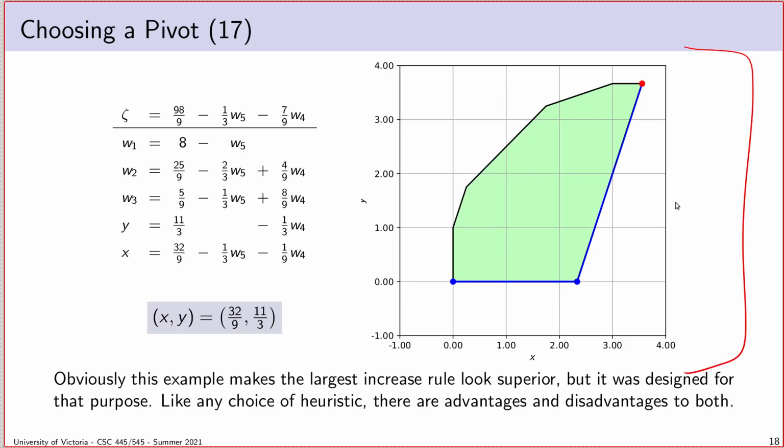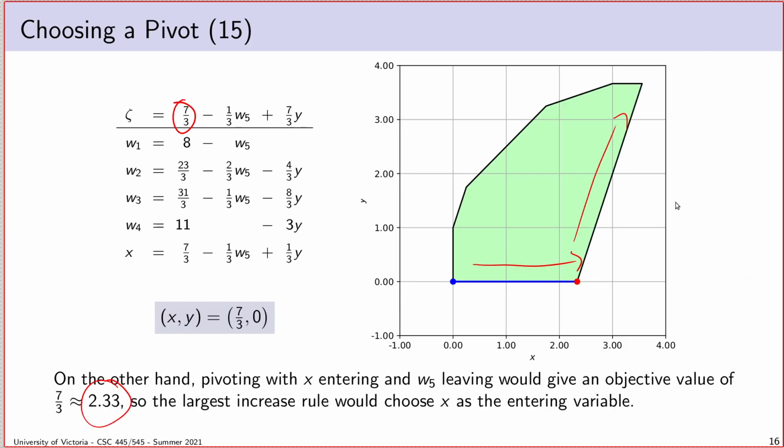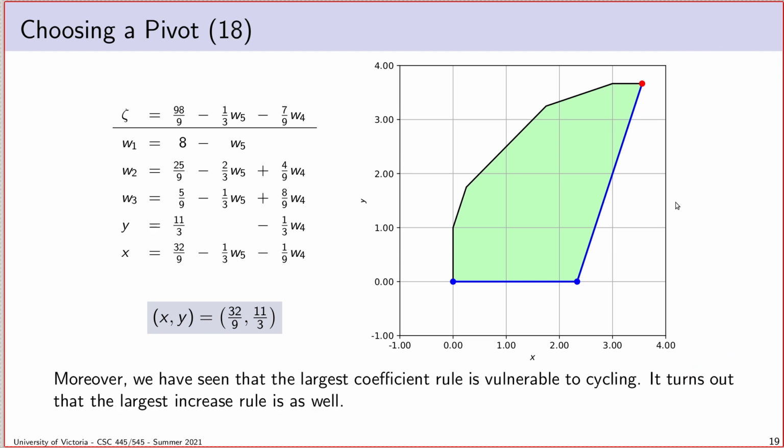And there are reasons why the largest increase rule, I don't want to actually have to do every pivot to compute it, but I have to at least compute a whole bunch of ratios. The largest increase rule, therefore, is less efficient computationally than the largest coefficient rule. We hope if we use the largest increase rule that maybe it pays for itself. Maybe the extra computation at each step is worth it because we end up with fewer steps.